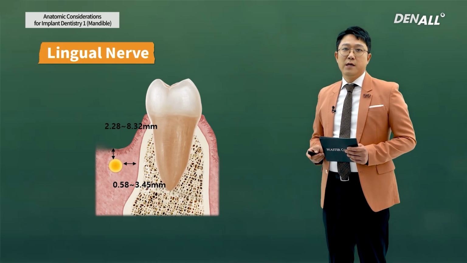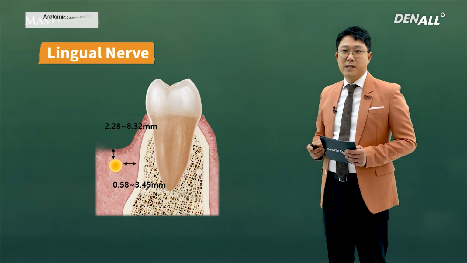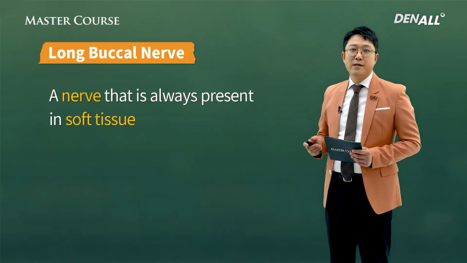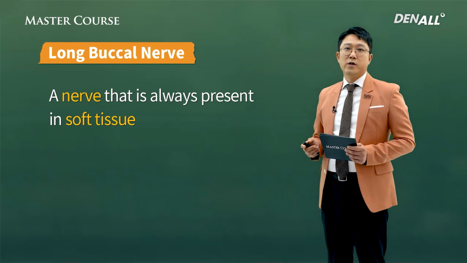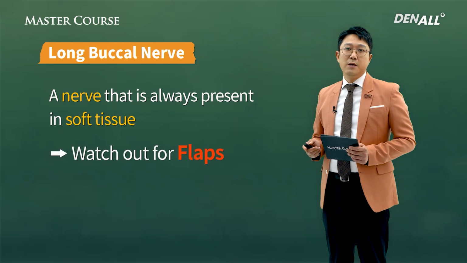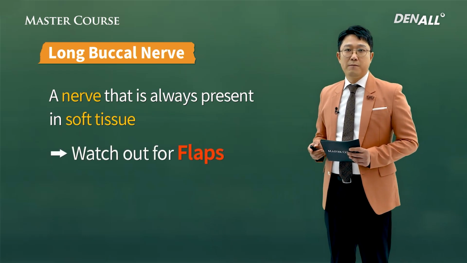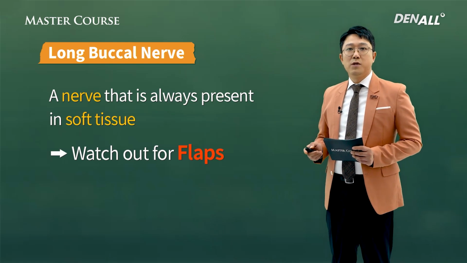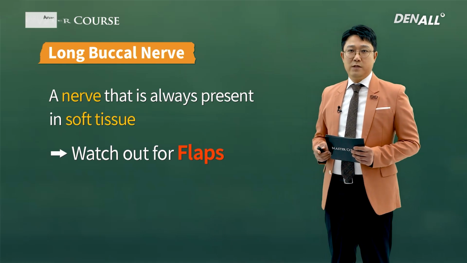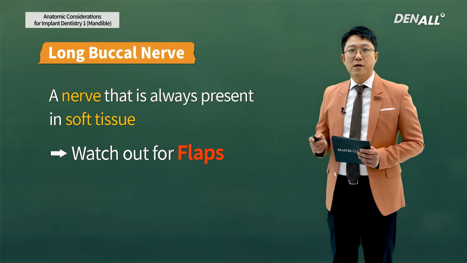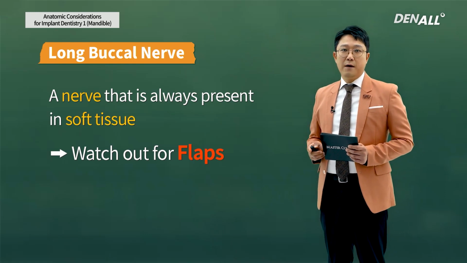Lingual nerve. Some people ask whether lingual nerve is in bone, but the nerve is always in soft tissue. It is very close to the alveolar ridge at the lingual side of the third molar. Therefore, it requires a great caution when you make a flap in the lingual side. The lingual nerve is found to be injured more often than the mental nerve, according to some reports, so you need to be very careful.